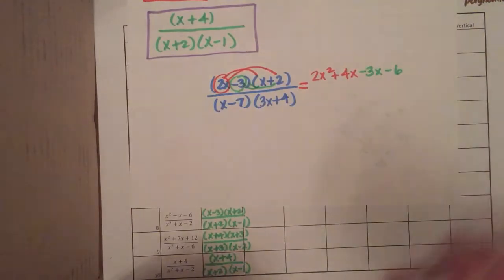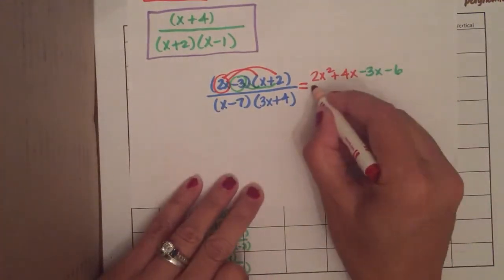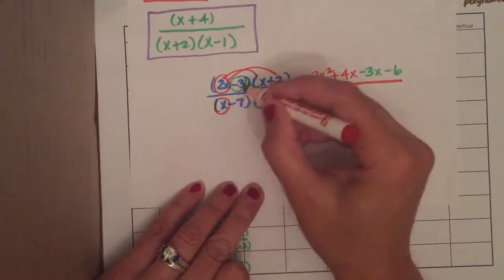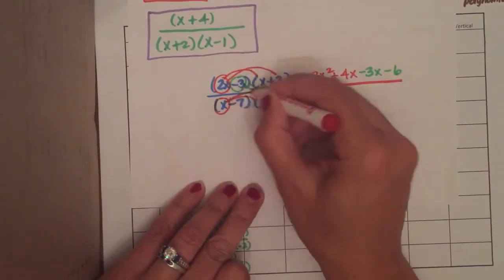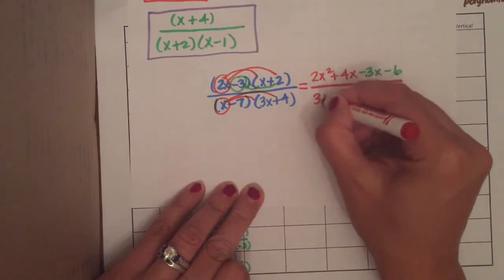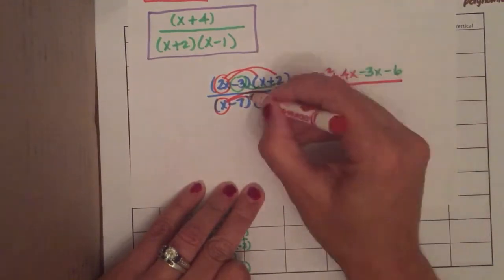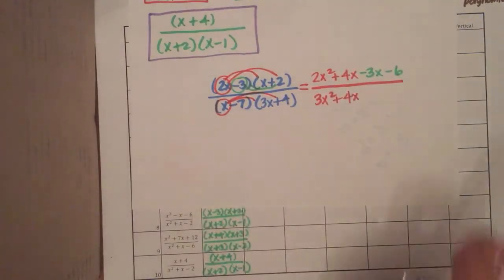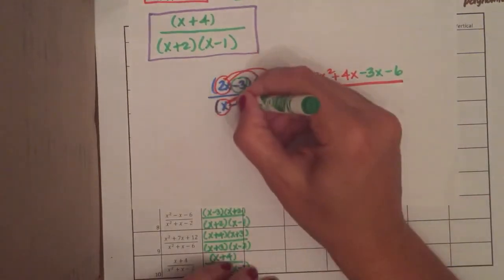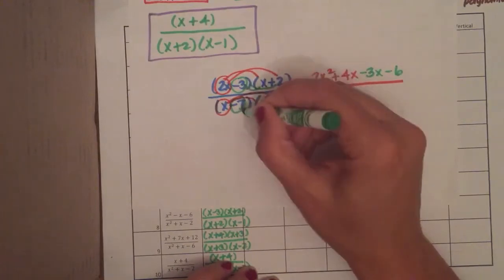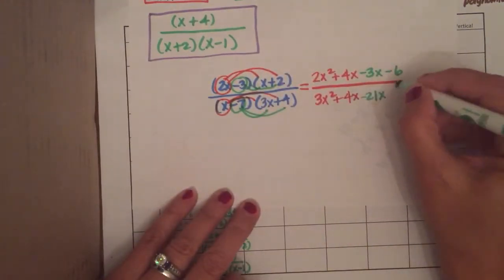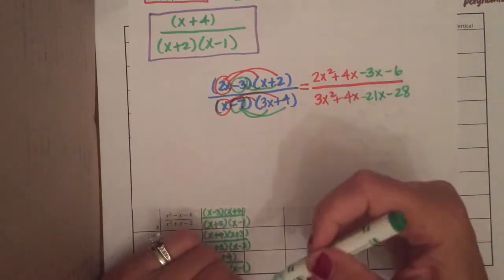So let's look at the bottom. Before we do any combinations, let's look at the bottom. We're going to do the same thing. I'm going to take the x, and I'm going to multiply it by the 3x and the 4. x times 3x is 3x squared. x times 4 is 4x. Then I'm going to do the same thing with the second term. I'm going to take the negative 7, multiply it by 3x and 4. So you've got negative 21x minus 28.